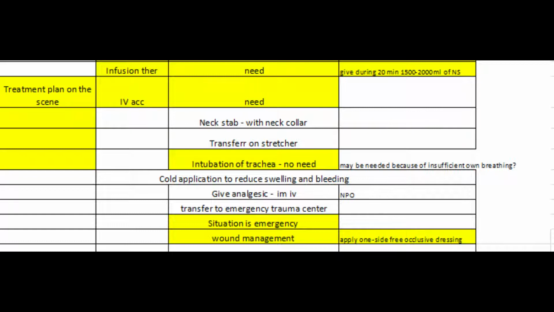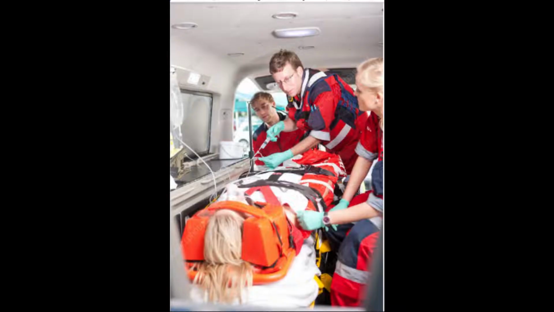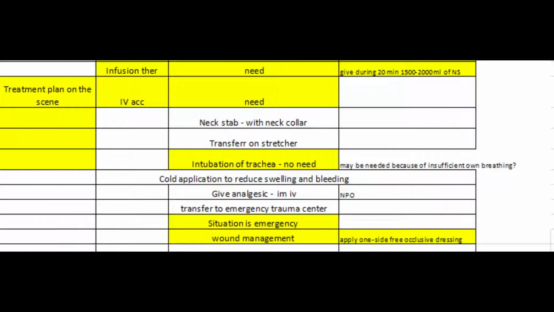This is to stabilize his vital sign, to replenish the electrolyte loss as the patient is expected to have internal bleeding. The IV access will be needed. The intubation of trachea will not be needed as the patient can breathe on his own. The cold application to reduce swelling and bleeding has been applied. He also will be given analgesic intravenously. He will be transferred to emergency trauma center. The situation is considered as emergency.